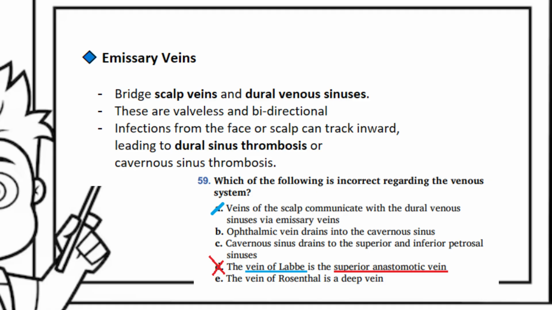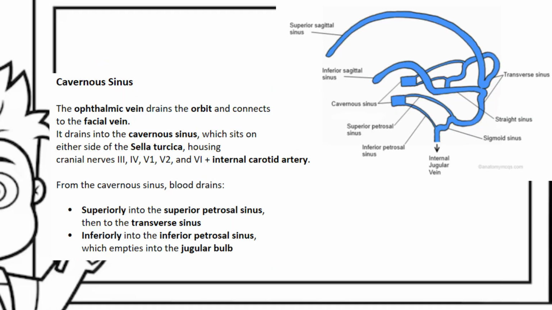Looking further, we have something we call the cavernous sinus, and this is the crowded crossroads. The ophthalmic vein drains the orbit and it connects to the facial vein. It pours directly into the cavernous sinus, which sits like a pool on either side of the sella turcica. The cavernous sinus houses cranial nerve number 3, that is your oculomotor nerve, cranial nerve number 4, your trochlear nerve, cranial nerve V1 and V2, which are the ophthalmic and maxillary divisions of the trigeminal nerve respectively, and cranial nerve number 6, that is the abducens nerve. It also houses the internal carotid artery.